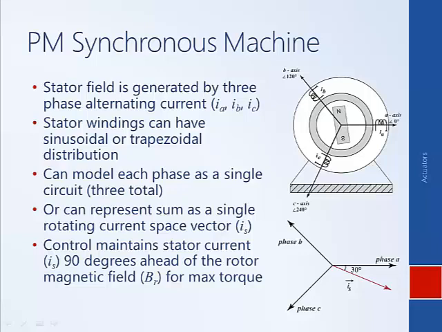And thinking back to a cross product, where force is the cross product of current with magnetic field, the force will be greatest when these two vectors are 90 degrees apart. So the control, in order to achieve maximum torque, will keep the space vector I sub s 90 degrees ahead of the rotor, which is generating the magnetic field.